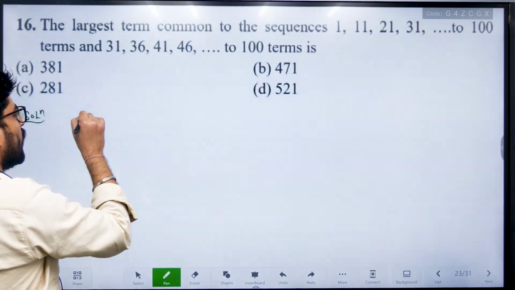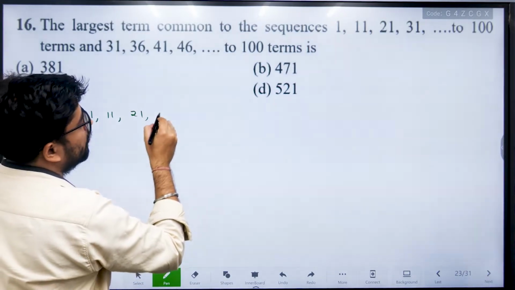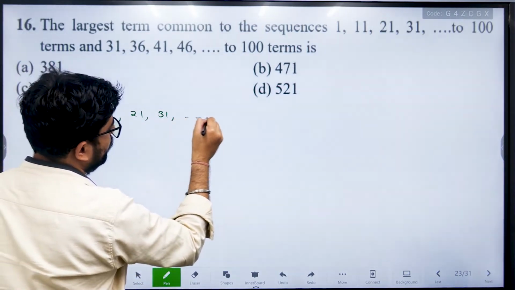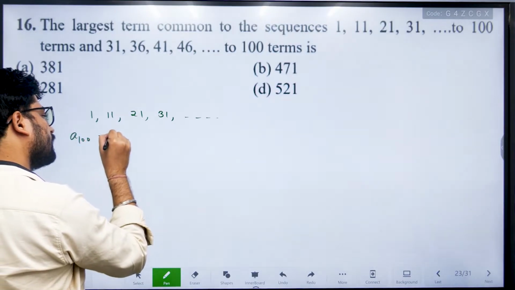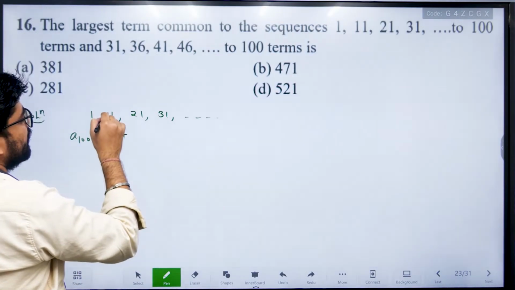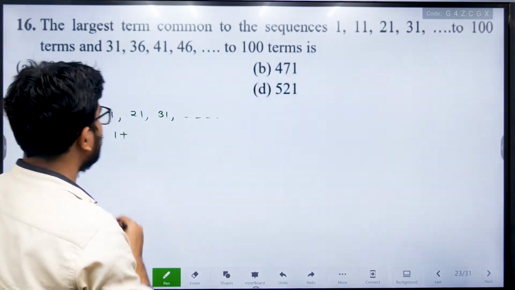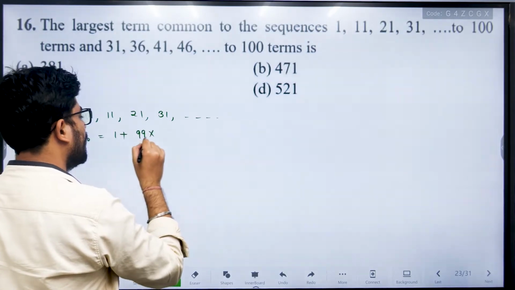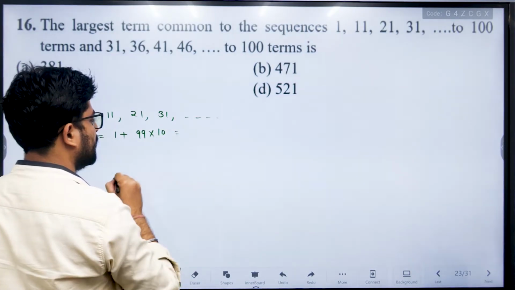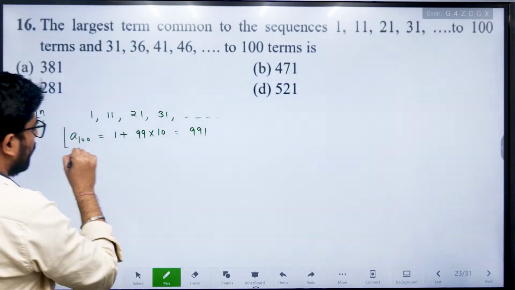So that is 1, 11, 21, 31 and so on. So the 100th term is a plus, this is in AP, difference is 10, 10, 10, 10 and so on. So the 100th term is a plus (n minus 1), 99 into d. d is the common difference, that is 10. Okay, that is 991.